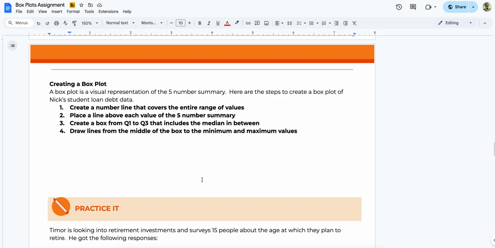So this is a little bit hard to do digitally. So I am going to be pulling up the answer key so that you can visually see what this looks like. So you can kind of follow along. So hold on just a second.